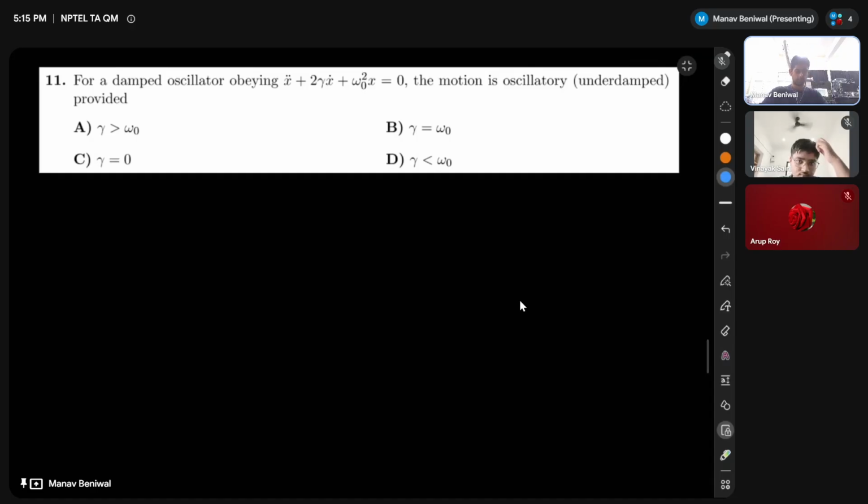Now we have looked at forced oscillators. We have also looked at one problem where we had both an external force and damping. But now we'll solve a couple of problems where there is no external force, but there is damping involved. So we do not have a forced oscillator, but we have a damped oscillator.